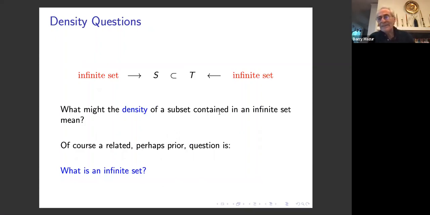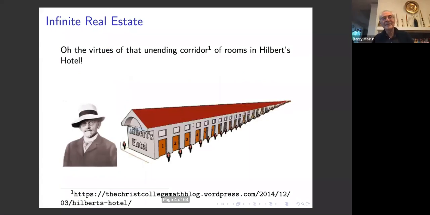Well, you're led almost immediately to what one might call density, because you have an infinite set, a subset of, say, primes that are congruent to 1 mod 4 in another infinite set, which is a set of all primes. And you might ask, what's the density of that subset? In particular, what's the density of any subset contained in an infinite set? What does that mean? And of course, before you even get to that, you have a prior question. What is an infinite set?